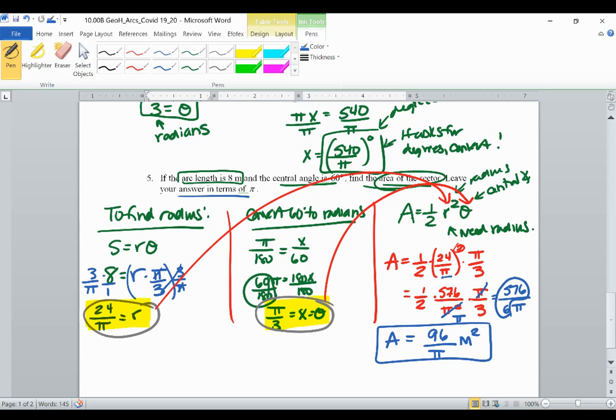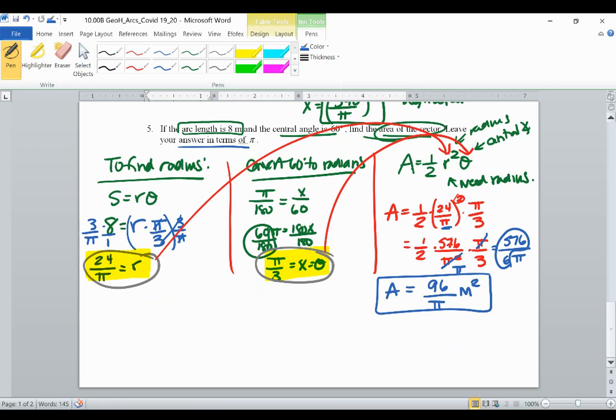But the big thing here is to make sure you put the radius as 24 over pi in for that radius, that whole thing, and then square it. All right, hopefully that makes sense and helps you.